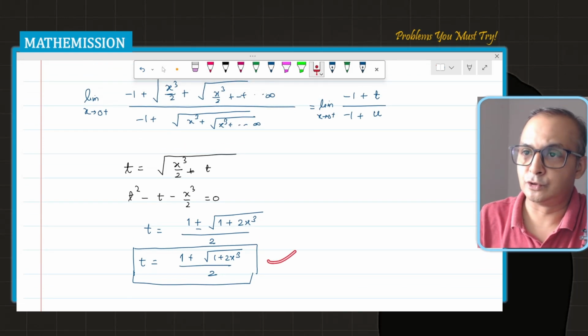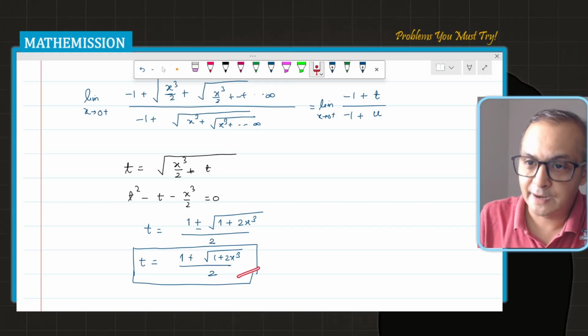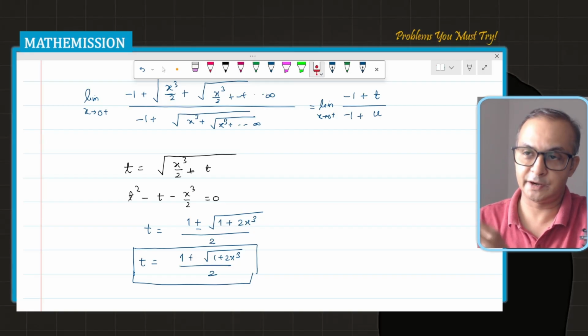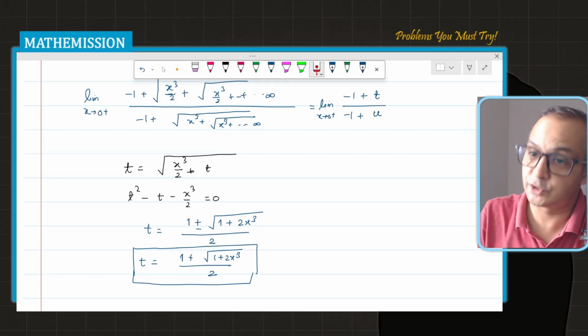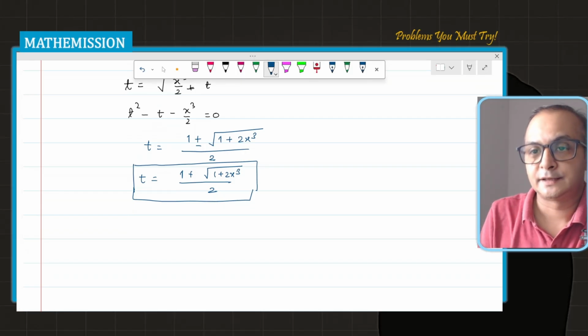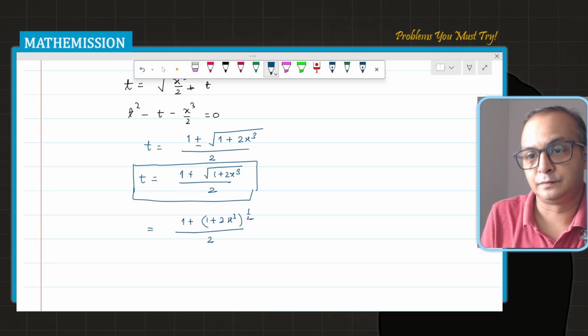But better what we can do, since I know that I have to substitute this t, I will approximate this t here only, because the better approximation is for x tends to 0 plus. So what I can do there, I can write it here as 1 plus (1 plus 2x cubed) to the power half, and divide by 2.